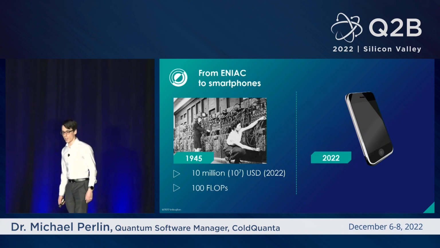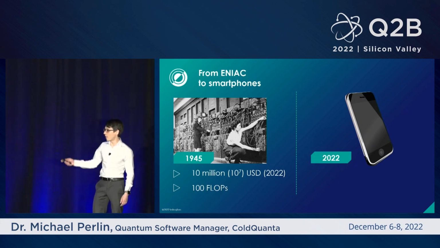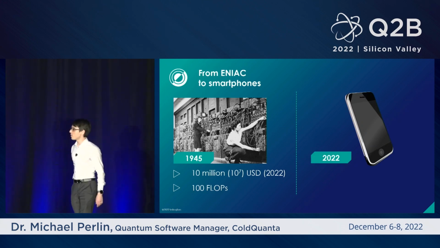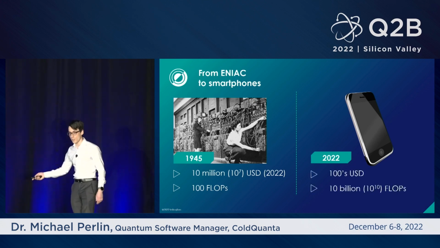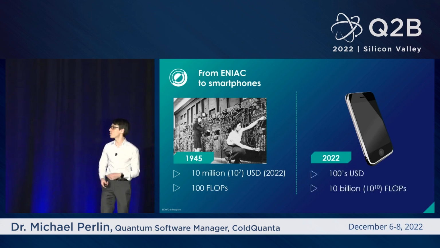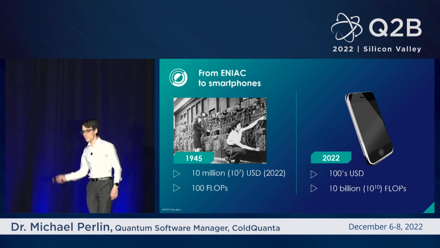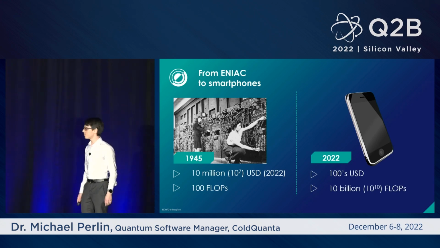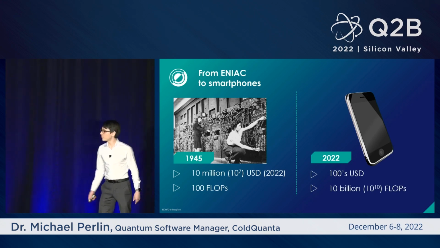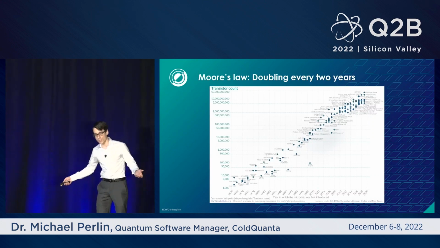OK, so fast forward to today, and we all have in our hands, pockets, or purses one of these smartphones that costs hundreds of US dollars, maybe 1,000 if you really shell out, and can perform 10 billion floating-point operations per second. So how did we get here? I hope everyone in the room knows the answer.